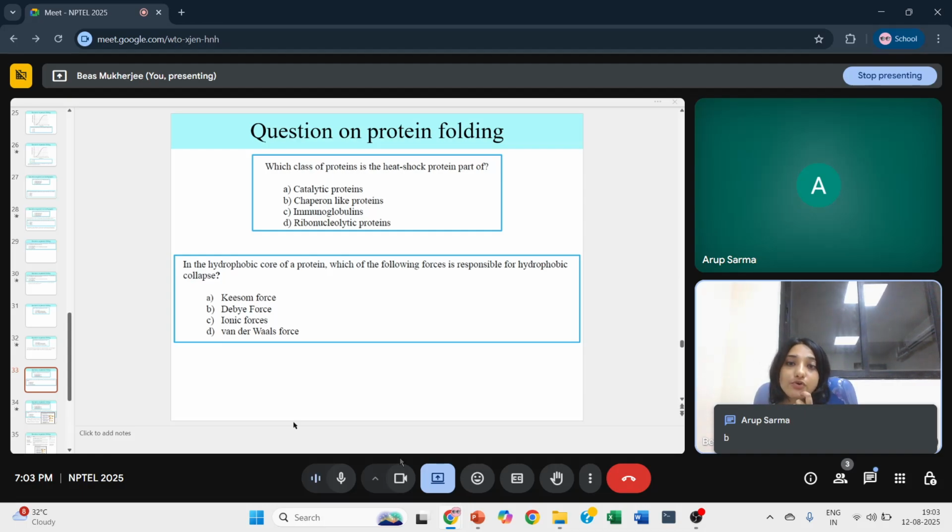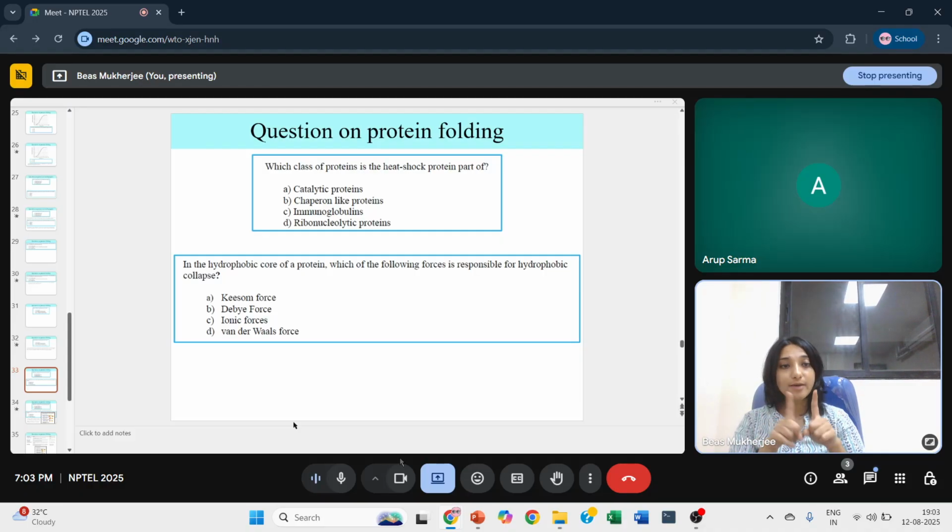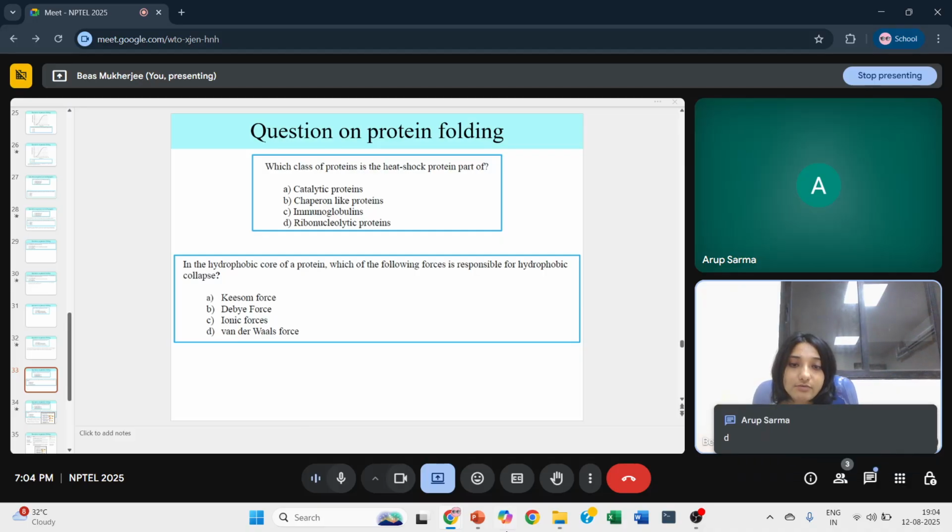In the hydrophobic core of the protein, which of the following forces is responsible for the hydrophobic collapse? Now, this Keesom force, Debye force, and dipole-dipole forces, then dipole-induced dipole, these are the different names given to these, and you will have to remember exactly which is which. So for the hydrophobic core of the protein, which one do you think is responsible for the hydrophobic collapse? D, van der Waals force is correct.